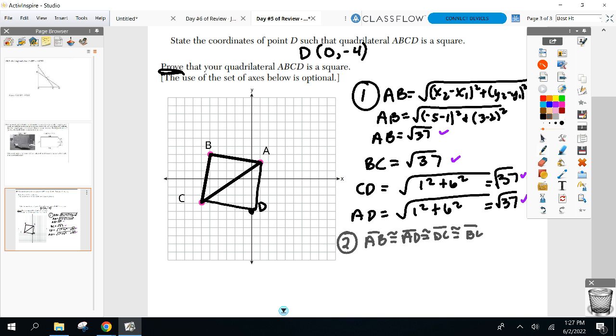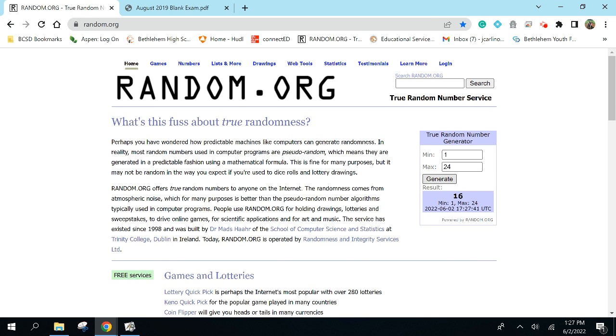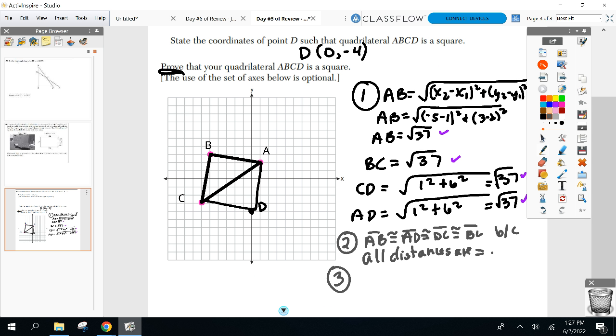And just like in statements and reasons, you write the statement, you write a reason for it. Because how do you know all 4 are congruent? All distances are equal. Done. Not square yet, but what can we say? It's not a square yet, but at least it's a, let's tell everybody, what do I have right now? Rhombus. ABCD is a rhombus.